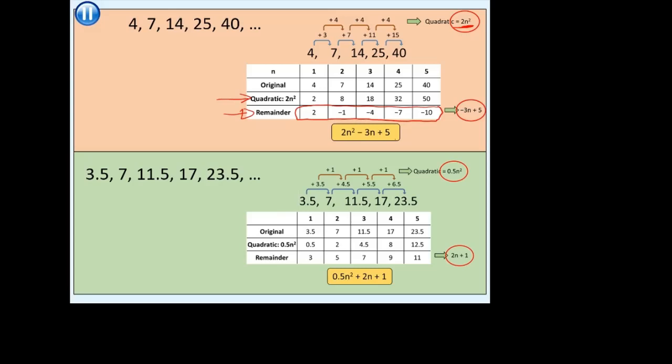The green one is more or less the same. The first difference here is a decimal each time. It's not a problem. Still do a second difference. You get 1. Half of 1 is a half. So you should have done a quadratic of 0.5n squared. Subtract that from your original to get a new linear sequence of 3, 5, 7, 9, 11, which the nth term for that is 2n plus 1, and then just add them both together.